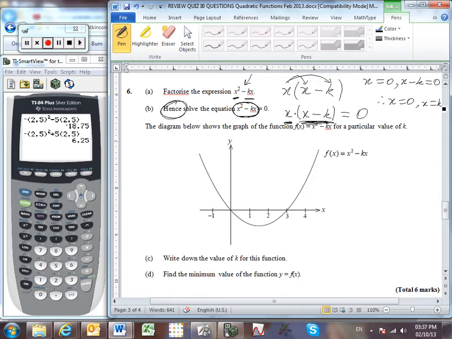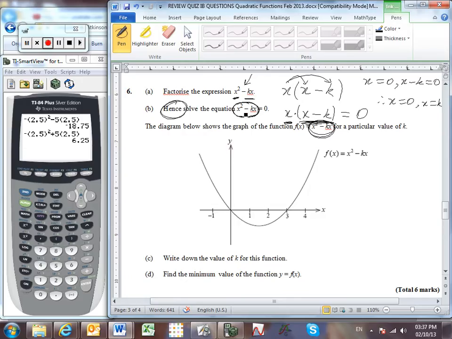Now the diagram shows this particular function. Remember, look at this, x squared minus kx. It's the same function, so we're not changing the question at all. We're now looking at simply a picture of what x squared minus kx is equal to.